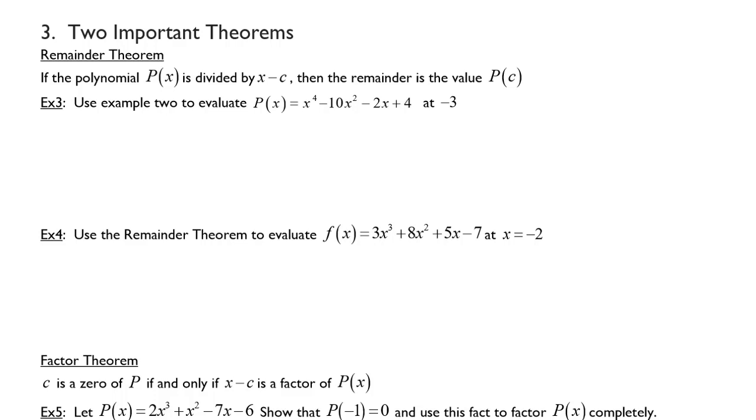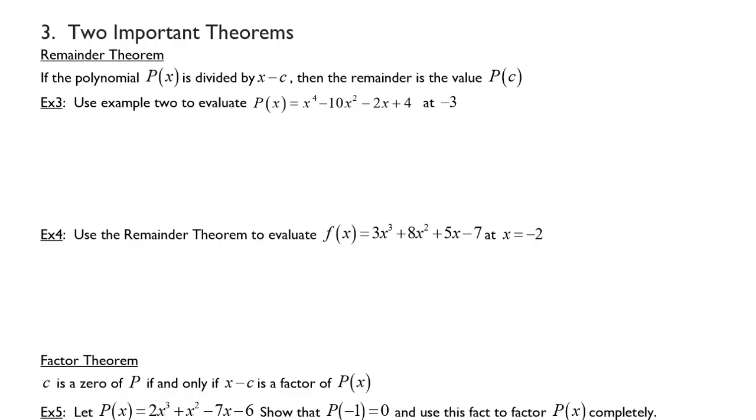Welcome to part 3 of 3 on dividing polynomials. This section will emphasize two important theorems. The first we'll look at is called the remainder theorem. If the polynomial p of x is divided by x minus c, then the remainder is the value p of c.